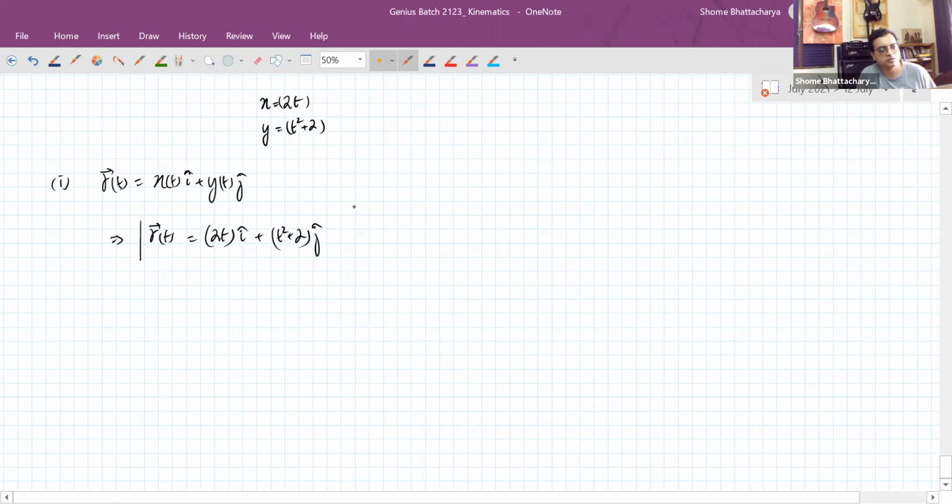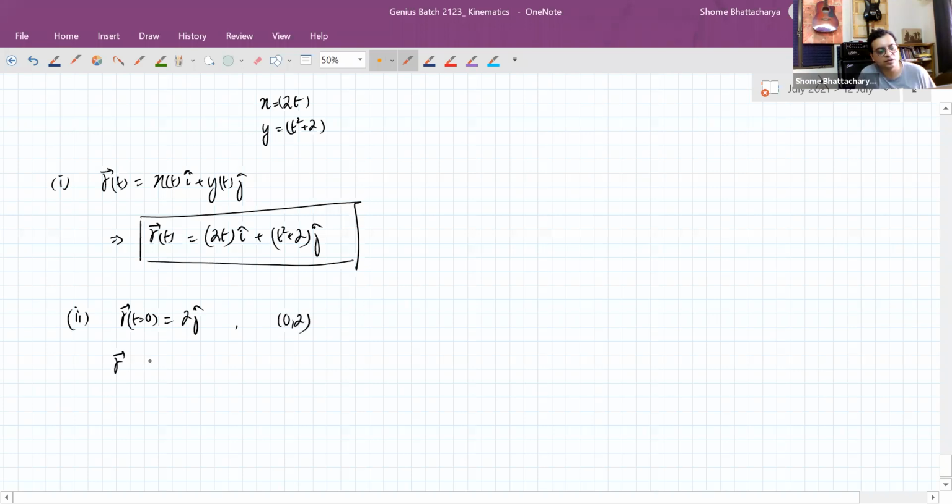Okay. So for example, we can see here that the initial position at t equal to 0, even though I'm not asked this, is just 2 j cap, or is the point 0 comma 2. The position vector at t equal to 1 second is 2 i cap plus 3 j cap, or is moved to the coordinate 2 comma 3 in 1 second. Then the position vector similarly at t equal to 4 seconds. Okay, so you just have to substitute t as 4 in the above equation. So it's 8 i cap plus 18 j cap. So it's like this, 8 comma 18.